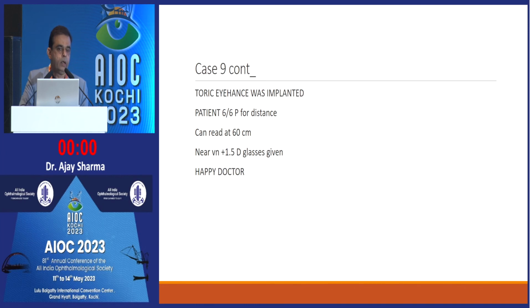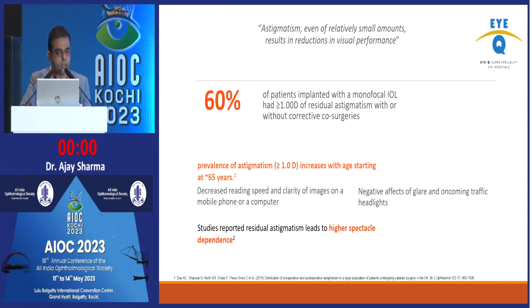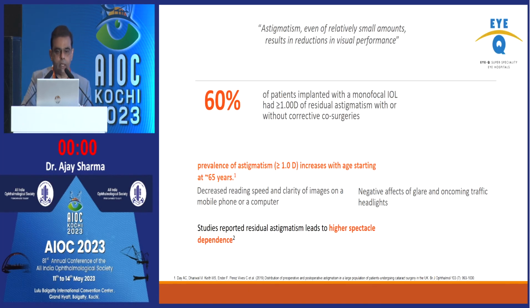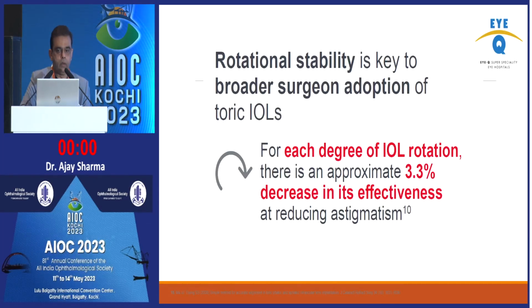So here, a similar monofocal plus lens, a Technis, was given, and now he can read at 60 centimeters, but for near we need a 1.5 diopter glass. Sorry, a toric was implanted. Toric lenses have been discussed and will be explained in a future slide.